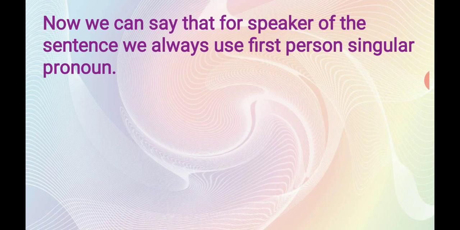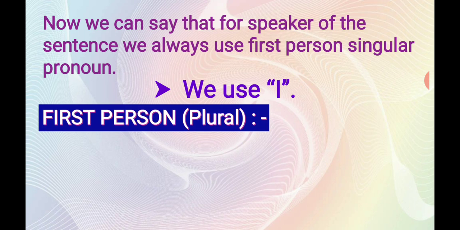Understand? If we are the speaker in the sentence and we are talking about ourselves, we use I for ourselves, right? Instead of our name. We cannot take our name in the sentence. We use I. Understand? This is the way we identify the first person singular pronoun.